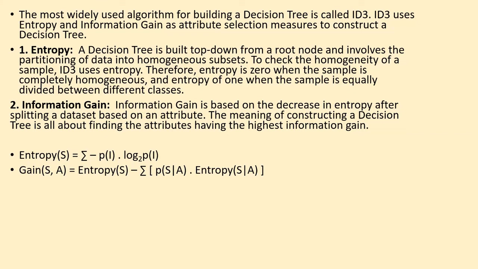Information gain is based on the decrease in entropy after splitting a data set based on an attribute. Constructing a decision tree is all about finding the attribute having the highest information gain. The formula for entropy is sigma of minus pi times log of pi. The gain of S using A is entropy of S minus sigma of P(S given A) times entropy of (S given A). Using this formula, you can construct decision trees. So this is the entire question paper, and thank you very much.